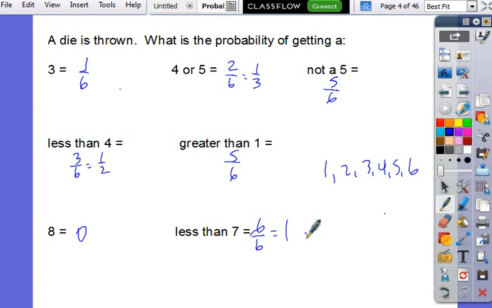Are there any questions on that part? Everybody got it? Yes, sir.